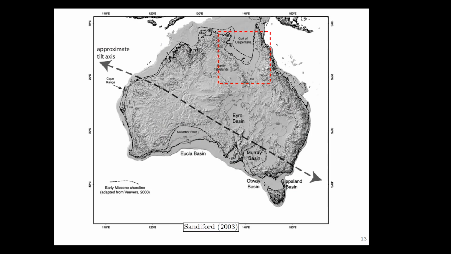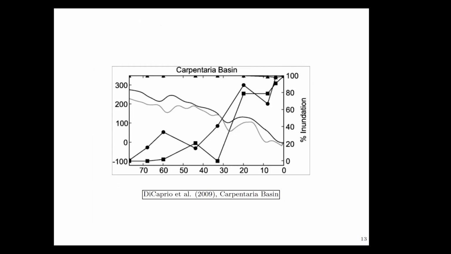We can look at the northern shore, basically the Carpentaria Basin. This is from the study from DiCaprio et al. And basically from 20 million years ago, there is an increase in their interpretation of inundation in the northern part of Australia. And you can reason that this could be a sea level effect, but actually when you look at the sea level curves for the past 70 million years, these are different.